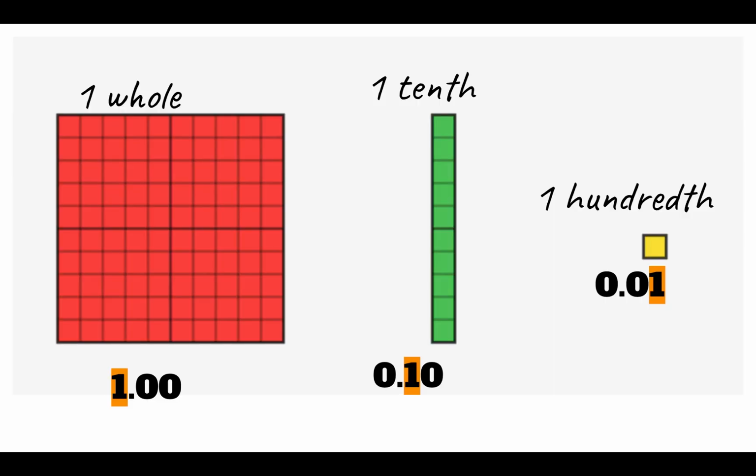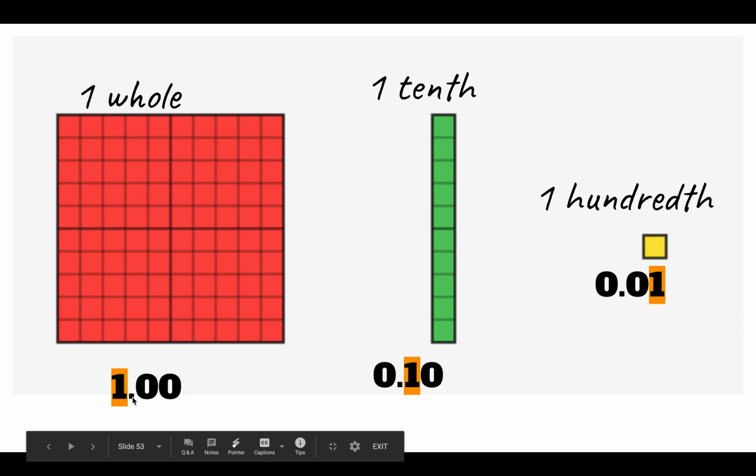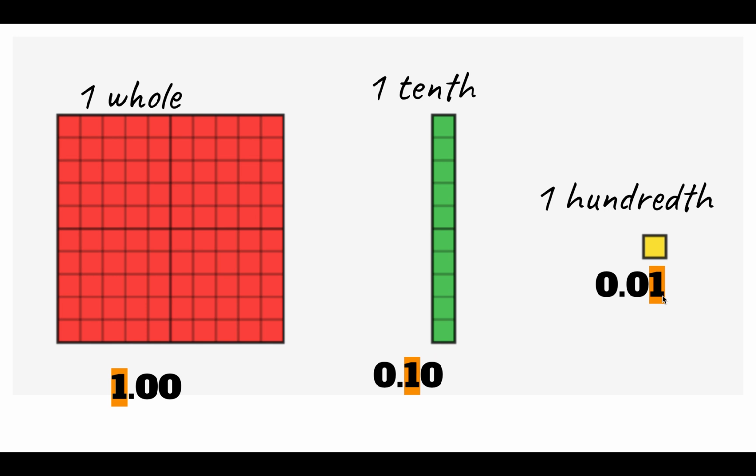Okay, so the blocks are ones, tenths, and hundredths. And as you remember, you have to look at the decimal point to see where to write the number. This is the ones place, this is the tenths place, this is the hundredths place, just like we have been learning.